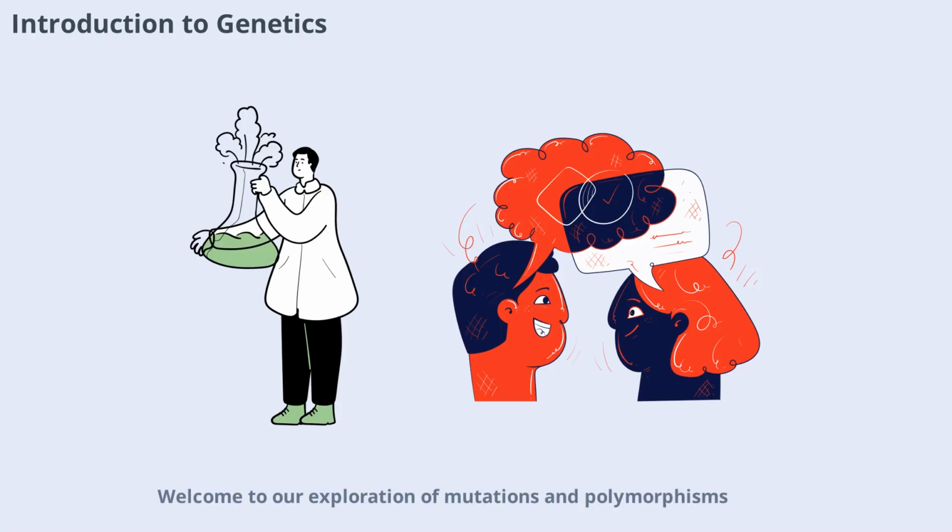Welcome to our exploration of mutations and polymorphisms. Before we dive into the details, let's set the stage by understanding the basics of genetics. Our DNA is like a blueprint, carrying instructions that determine everything from our eye color to how our bodies function. These instructions are encoded in genes, which are segments of DNA. Sometimes changes can occur in these genetic instructions, and that's where mutations and polymorphisms come into play.